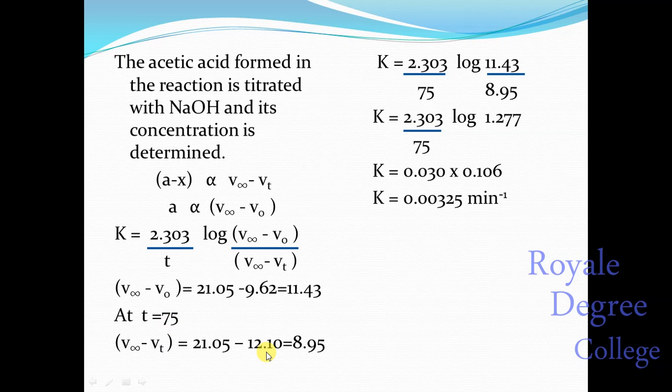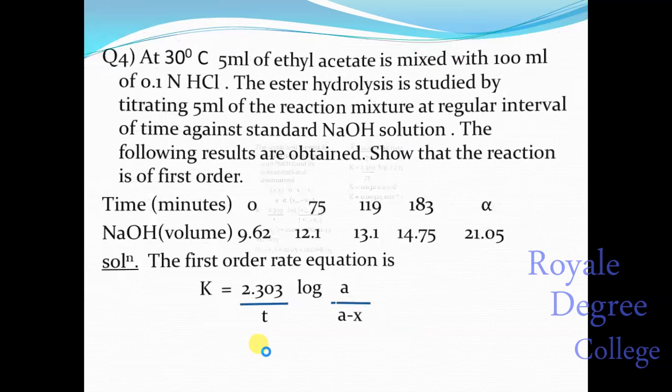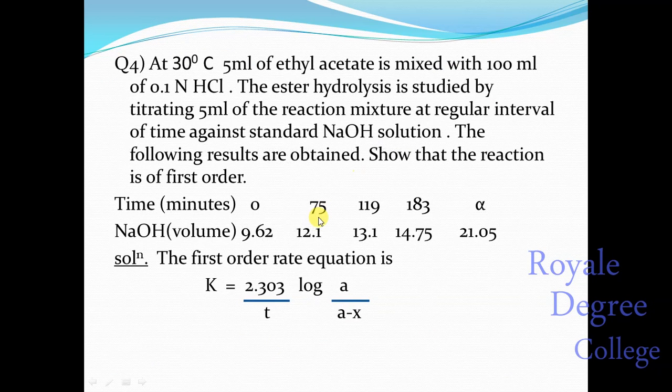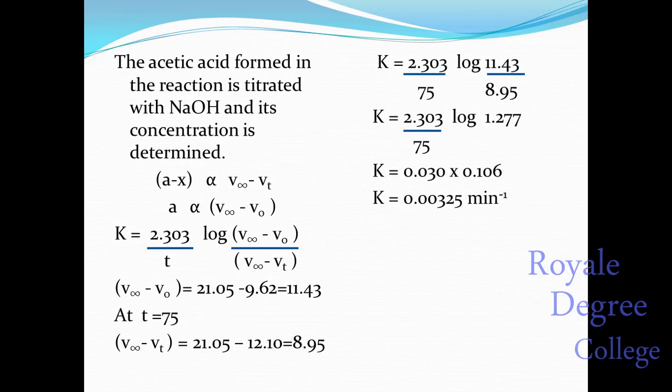So at 75 minutes, the volume of sodium hydroxide is 12.10. You can see the table. See here, at the time 75 minutes, the volume is 12.1. So we are taking that. If we are subtracting this value, we will get 8.95. Now we are substituting this value in this particular formula.